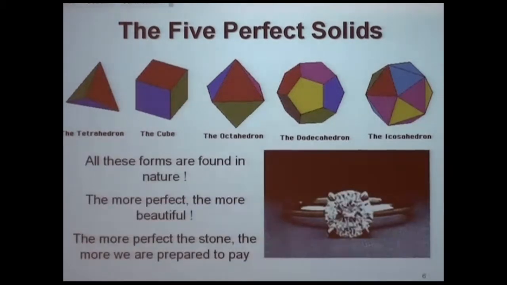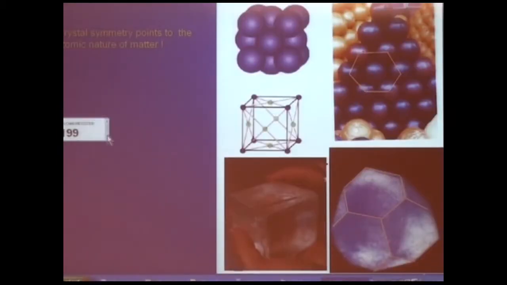So the lesson over here is that you can find these forms in nature. They're not perfect. When you dig them out of the mine, you have to perfect them. You carve them, or you have a jeweler who cuts them to make them perfect. And the more symmetric you make them, the more beautiful they look. And so this is what you mean by nature is beautiful. You pay more for it if it's got more symmetry to it.